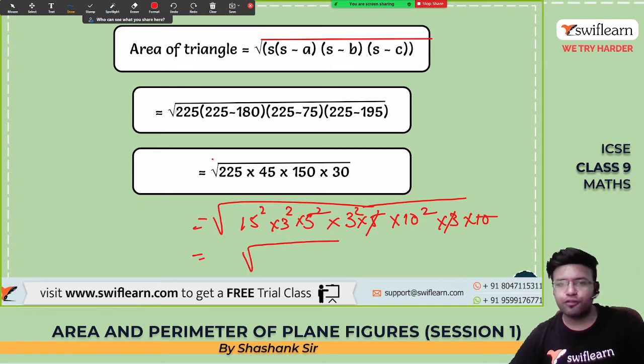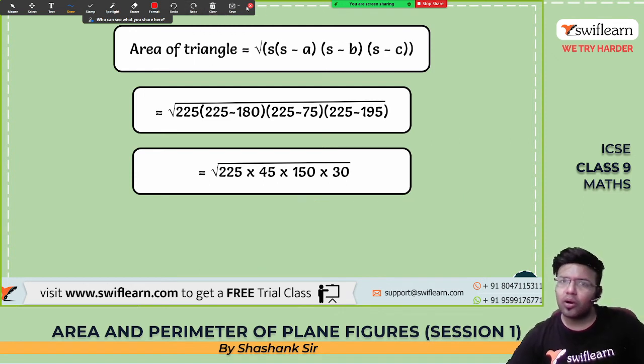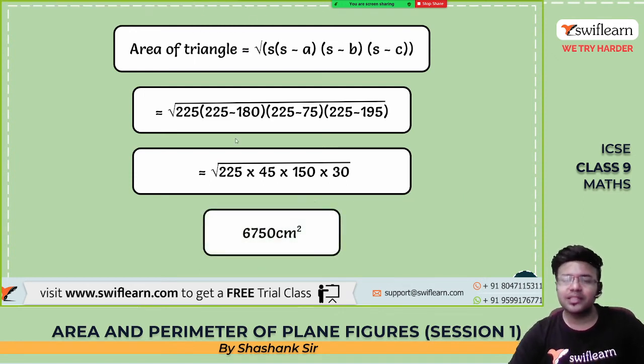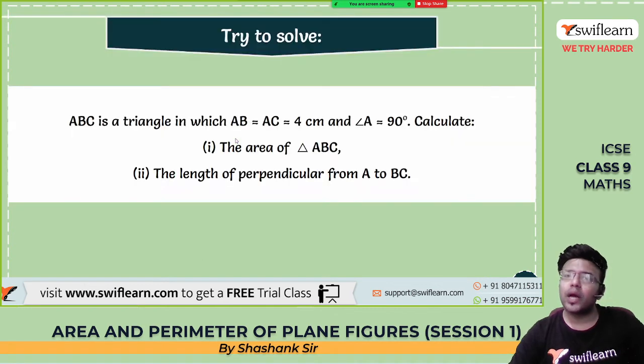Take the square root of that. We get 15 into 3 into 5, into 3 into 10. Okay, multiply all of them. How much do you get? You get 6750 square centimeters.